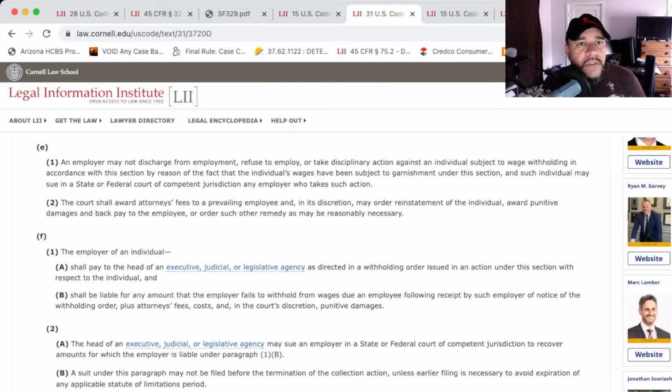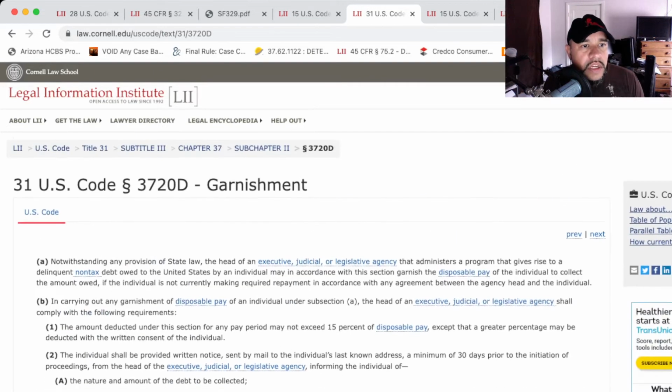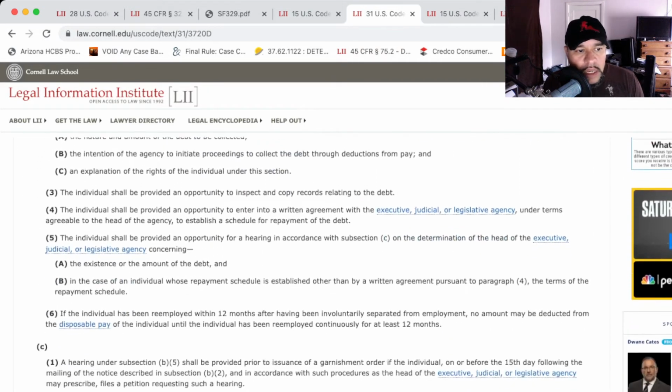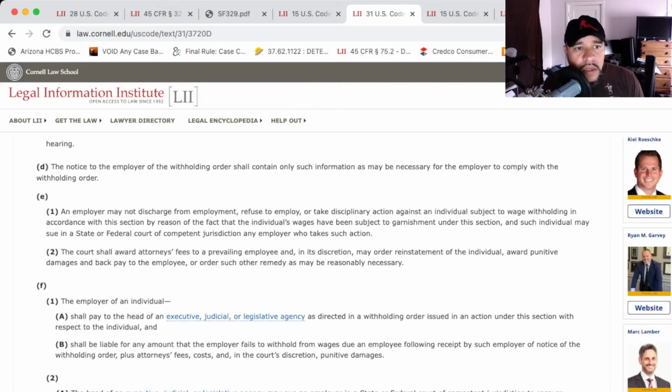And then it references again here in 31 U.S. Code 3720 Part D, right? So that is Part D, garnishment. We're going to go down to E. Same thing as far as the employer may not discharge from employment, refuse to employ or take disciplinary action against an individual subject to a wage withholding in accordance with this section by reason of the fact an individual's wages have been subject to garnishment under this section, and such individual may sue in state or federal court of competent jurisdiction to take action. Right?